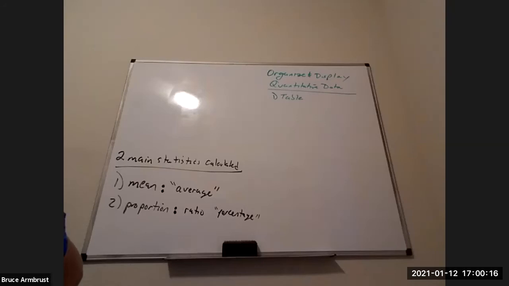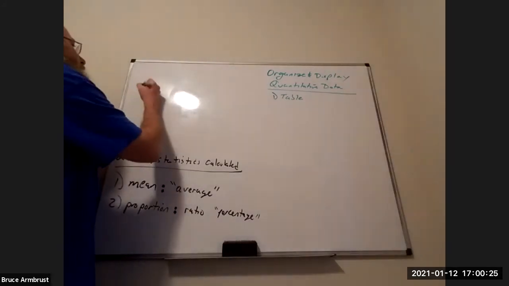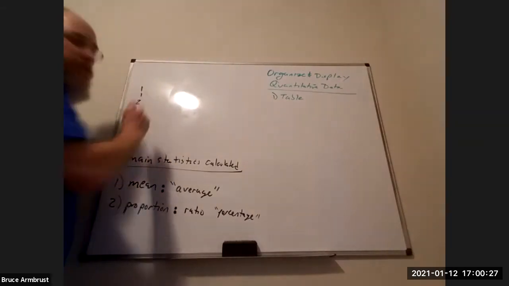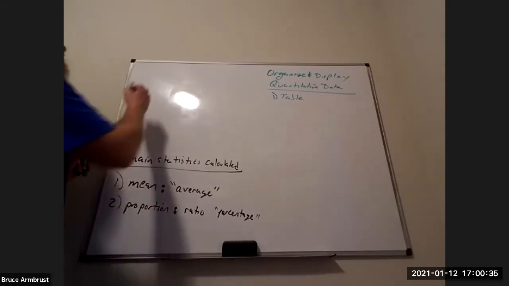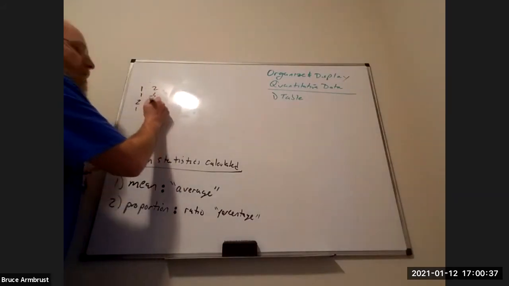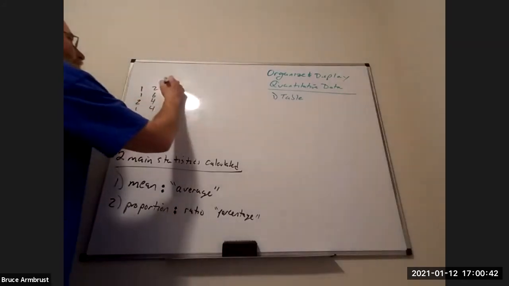All right, so we got some big families in here. So let's see what numbers we've got. I've got a number of 1, 1, 2, 1. So 1, 1, 2, 1. 2, 6, 4, 4. 4, 2, 4, 4.